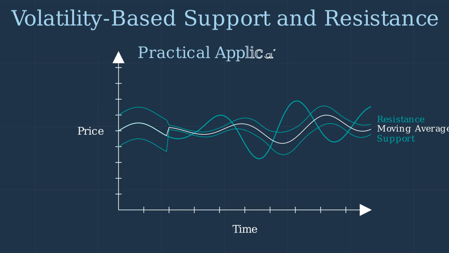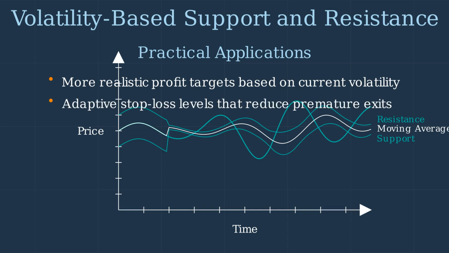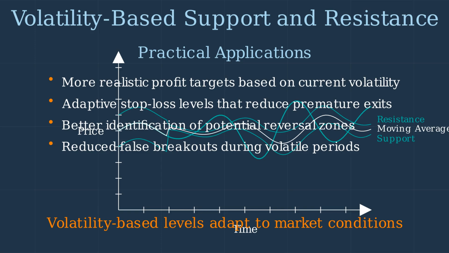These dynamic support and resistance levels offer several practical advantages for traders. They help traders set more realistic profit targets based on current market volatility. Adaptive stop-loss levels reduce premature exits during normal price fluctuations. These bands better identify potential reversal zones where price might struggle, and they significantly reduce false breakout signals during highly volatile periods. Unlike fixed levels, volatility-based support and resistance adapt to changing market conditions, providing traders with a more reliable framework for decision-making.